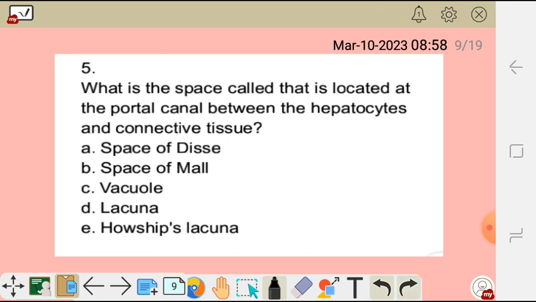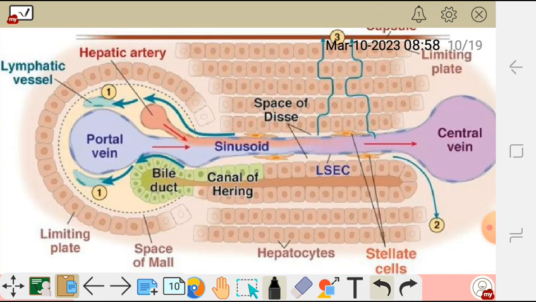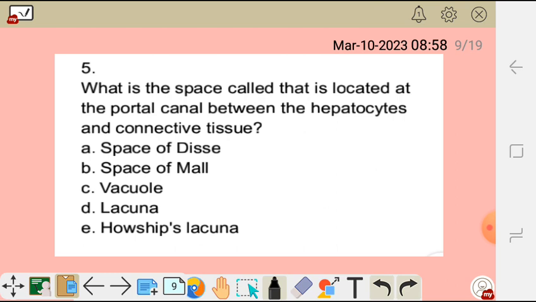So the space of Disse is the space in between the layer of the sinusoid and the hepatocyte there. That space is called the space of Disse. And we have another space here, which is the space of Moore. That space is in between that thin layer of connective tissue and the hepatocyte. So that space is what we call the space of Moore. So the space that is located in the portal canal between the hepatocyte and the connective tissue is the space of Moore. So the correct answer here is B.